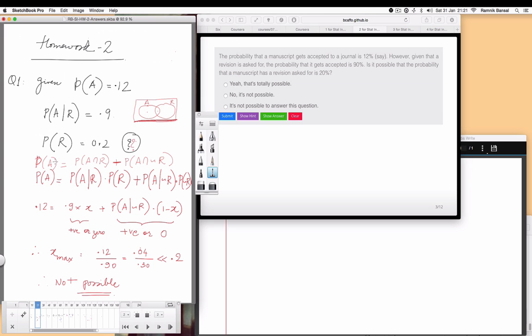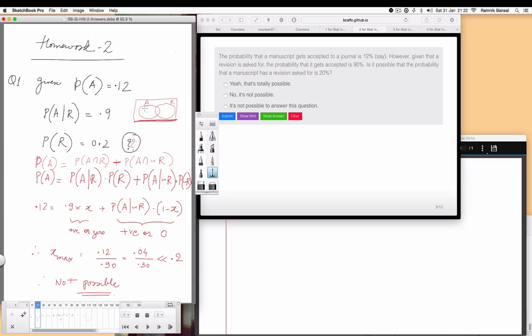Let's first look at it graphically. We're saying probability of A and probability of R, right? And then this is the probability of A and R both happening, right? So then what can we tell about the probability of R individually? So probability of A is equal to probability of A with R plus probability of A without R, right?